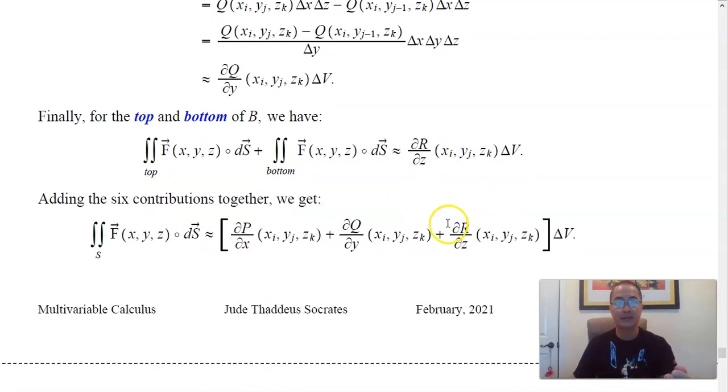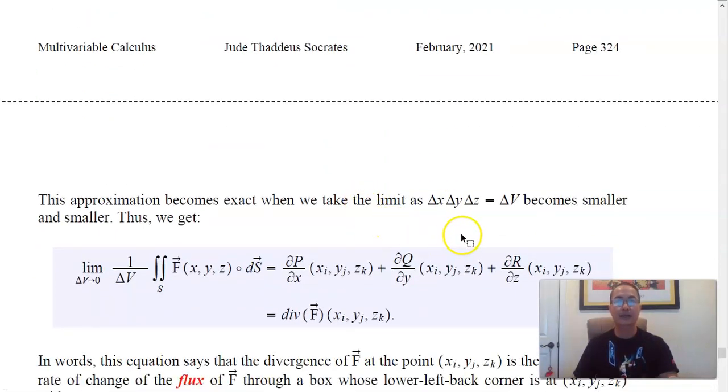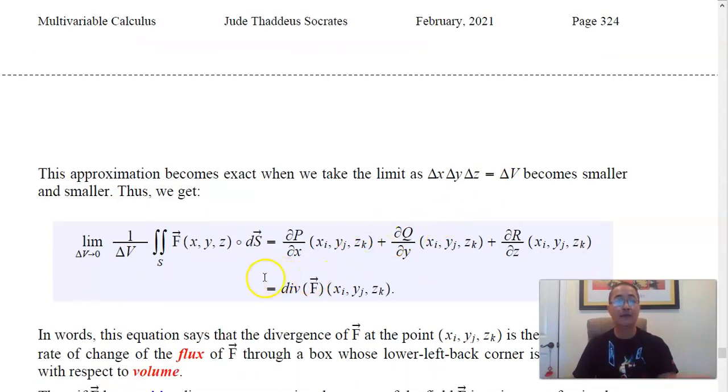That makes the contribution times delta v. So when you add it all together and you take the limit as delta v gets smaller and smaller, then the total flux that you get becomes exact. So we can write it as the limit as delta v goes to 0 of the flux of your field across this little brick of size delta x, delta y, delta z, which is going to be the divergence of F at one of the corners of your brick.